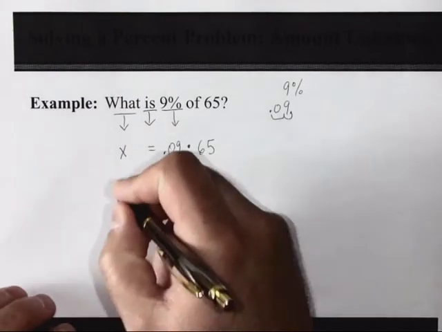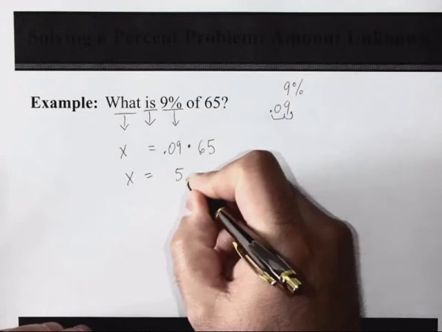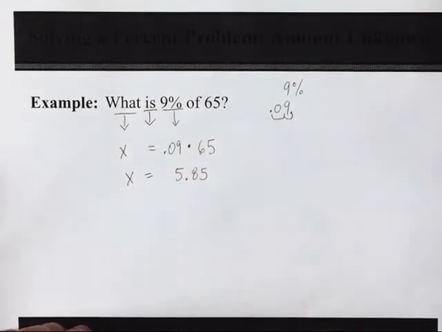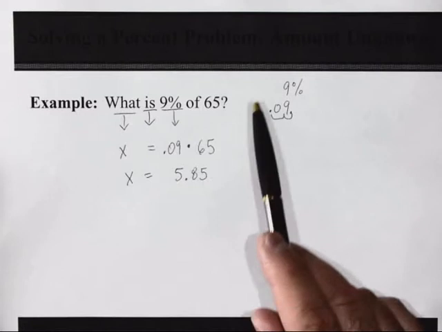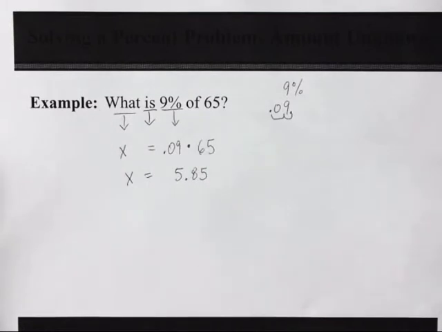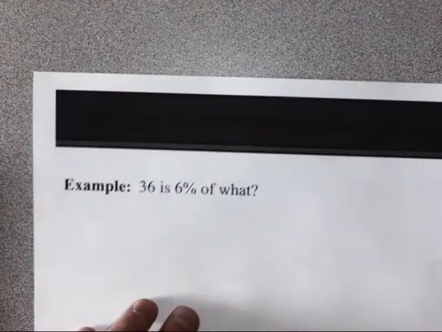This one's pretty easy to solve because x is already isolated. We just need to multiply 0.09 times 65. So 5.85 would be 9% of the number 65. So all of these problems are different variations of this same type of problem. If you know those key words, that'll be helpful for you to solve.